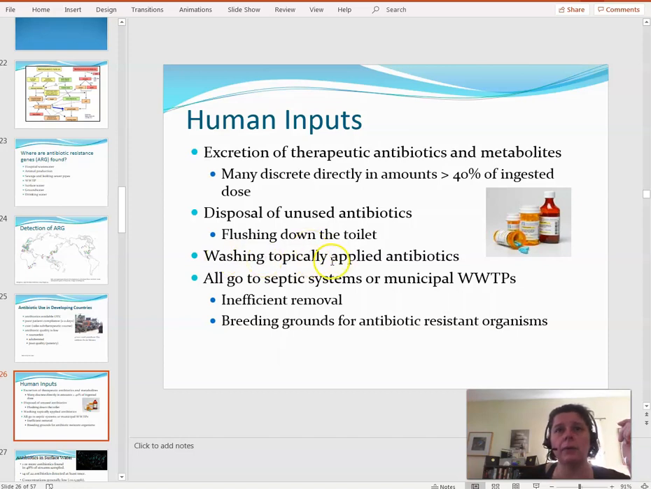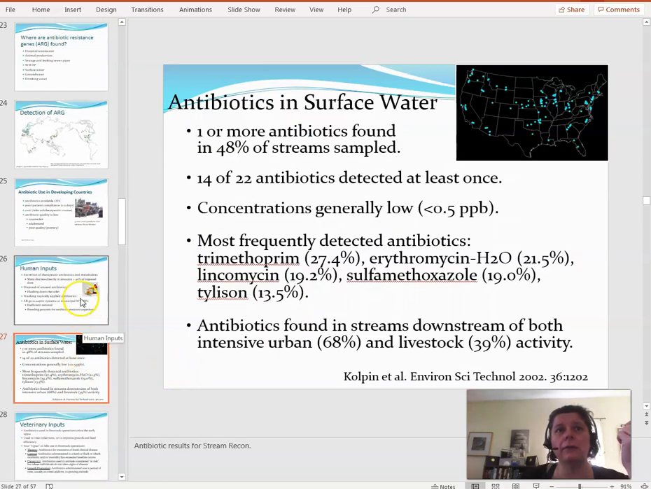Then there are washed-off topically applied antibiotics. You get Neosporin and put that on, and then you wash it, and it gets into our waterways because it contains 3 different types of antibiotics. It can go into our septic system or our wastewater treatment plants. It's not very effectively removed because, again, bacteria are what it's against, and that's what's in there. What degrades a lot of our organic material inside of our wastewater treatment plants is bacteria eating it. And if you have antibiotic resistance, it's not going to eat it. So wastewater treatment plants turn into an effective breeding ground for resistance.